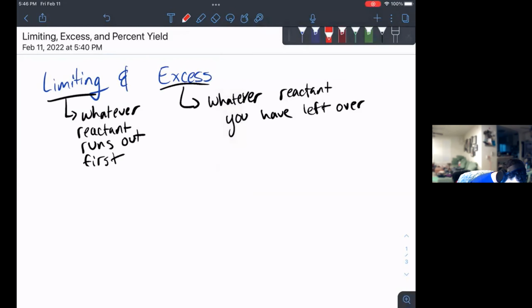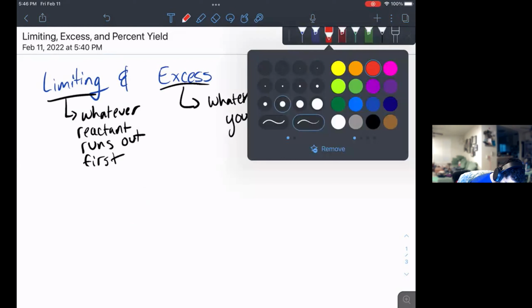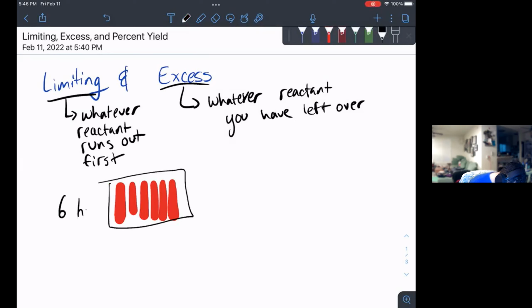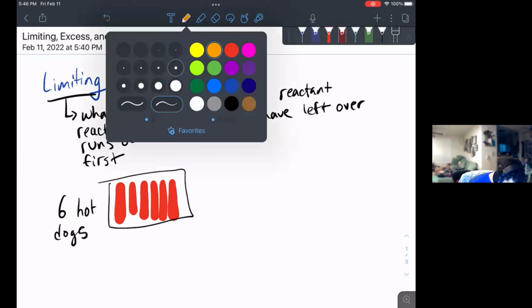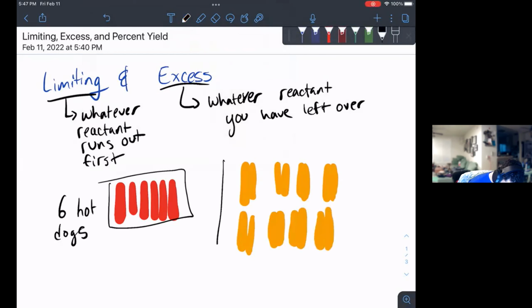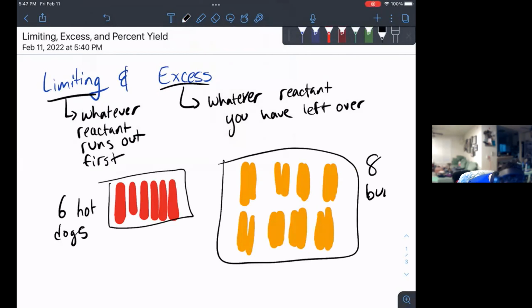the store and you buy some hot dogs. You buy some hot dogs: 1, 2, 3, 4, 5, 6. They come in a nice little pack of 6 hot dogs. But you want buns too. So you go to the store and you get some buns. And buns are a little different. Let's make it more realistic: they come in packs of 8. So you have your 8 buns.